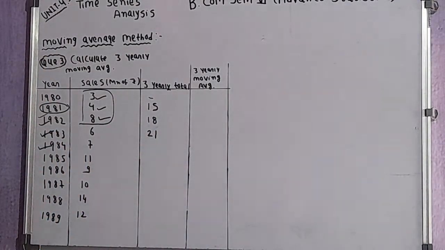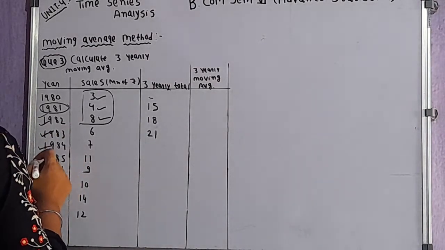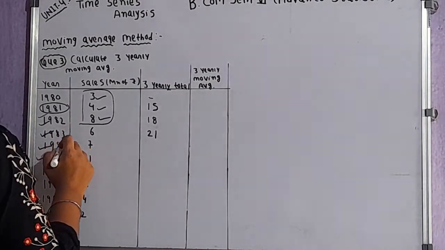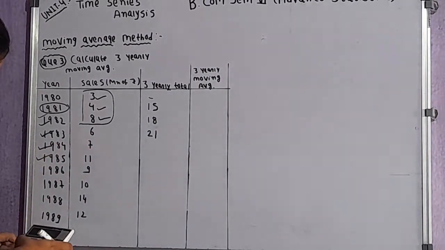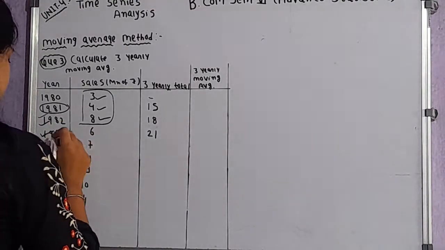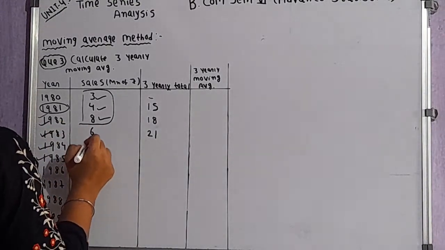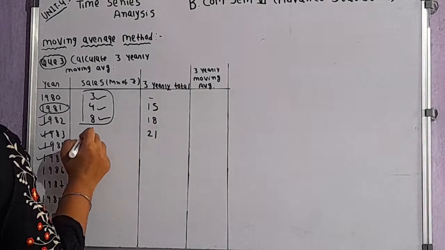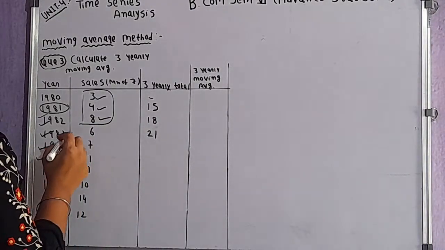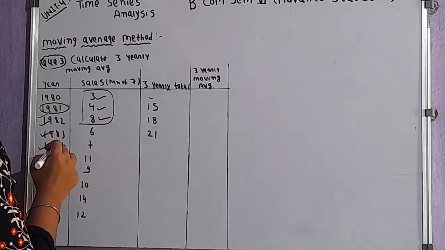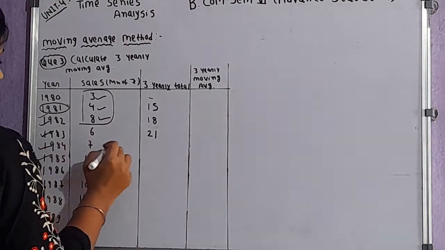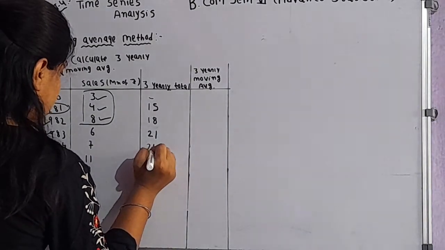After that, we are going to drop this 1982 and we are going to compute the 3 yearly total for these 3 years, that is 1983, 1984 and 1985. So it will be 6 plus 7 plus 11. It becomes 24. And here in this case, when we are considering 1983, 1984 and 1985, 1984 would be the middle year. So this 24 would be returned against 1984.